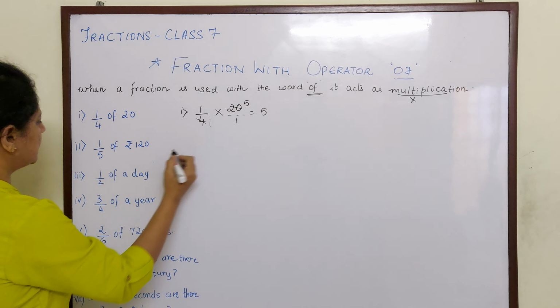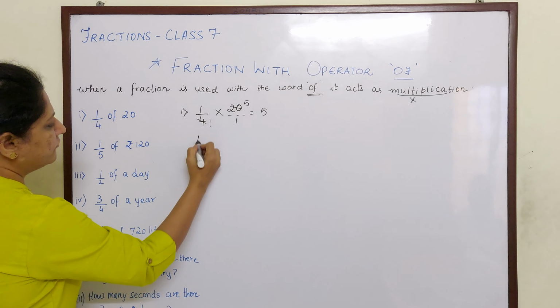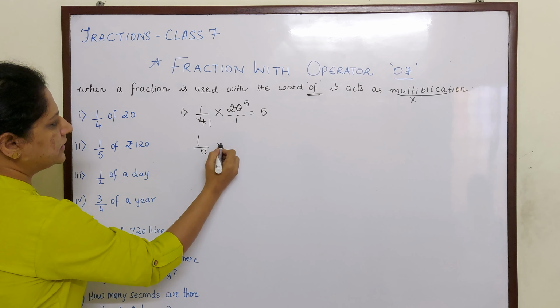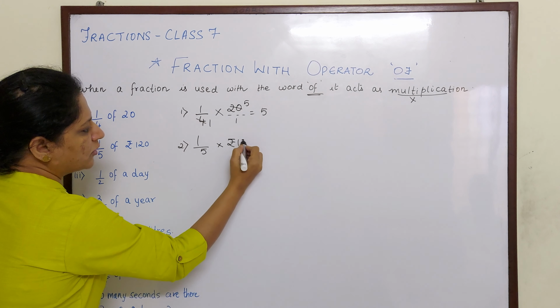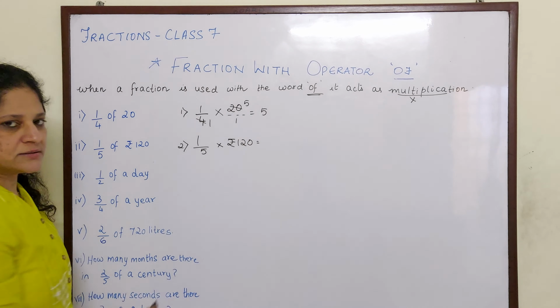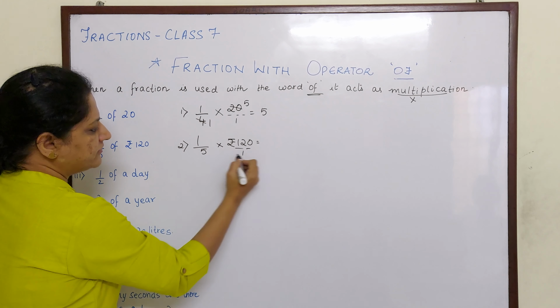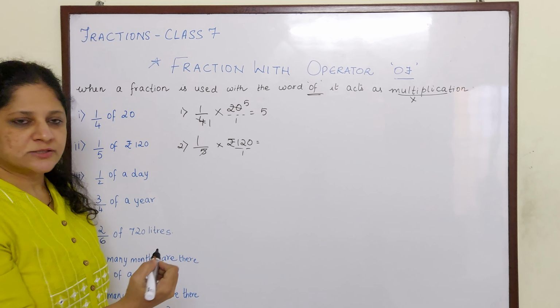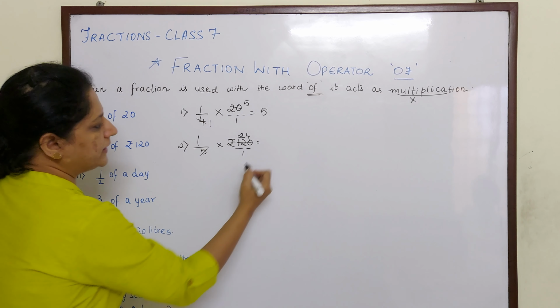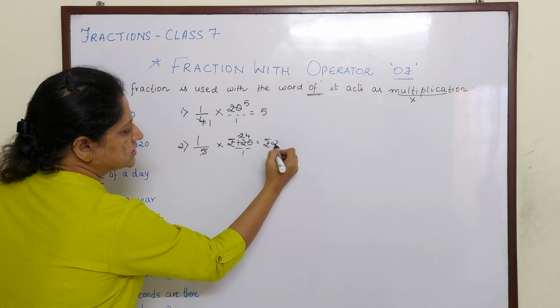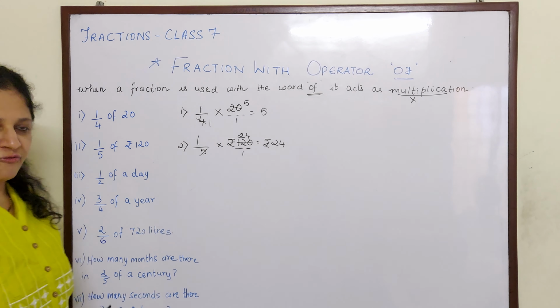Let us go to the next sum. 1/5 of rupees 120. Now here they have used the word rupees. That means what is 1/5 of 120 rupees? So I will cancel 5 with 120 because both are multiples of 5. 5 twos are 10, 5 fours are 20 and my answer is rupees 24.